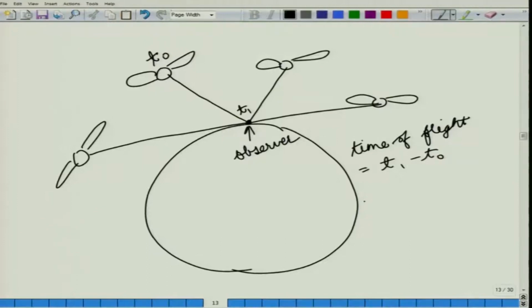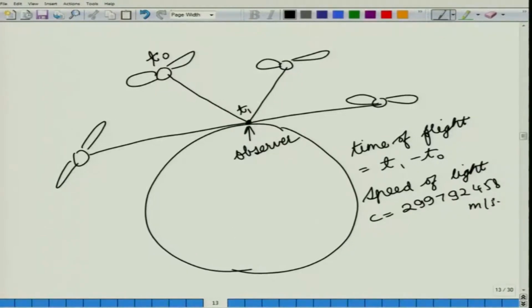Now, we know the speed of light, c, is equal to 299,792,458 meters per second. So, we can calculate this distance d as c times (t1 minus t0). So, we can calculate this distance d. Similarly, suppose let us call it d1, we can also calculate the distance from another satellite, from another satellite, and so on.